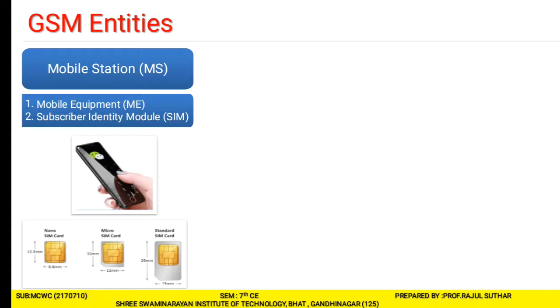The mobile station covers the mobile equipment, the handset, and the subscriber identity module, which is nothing but a SIM card. Various types of SIM cards are available, like the nano SIM in the latest mobile technology, as you can see in the figure. Previously we used the micro SIM and standard SIM, and the oldest phones use the standard SIM card. Each has been reduced in size day by day.